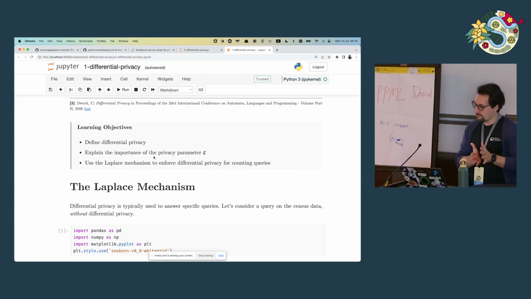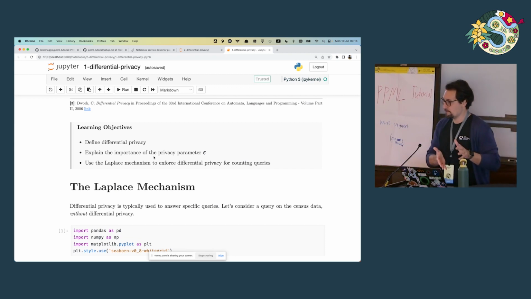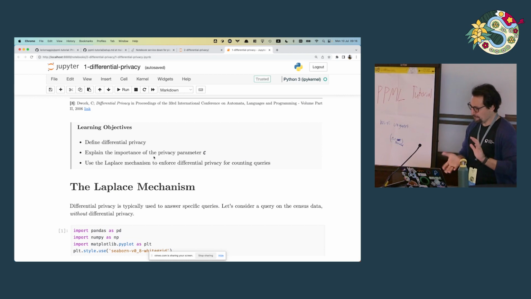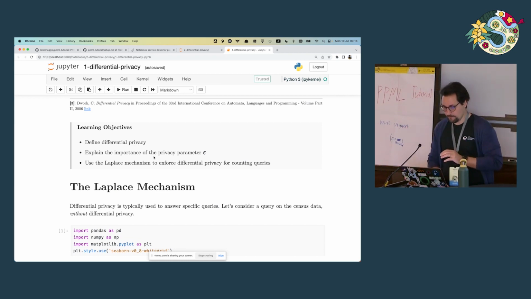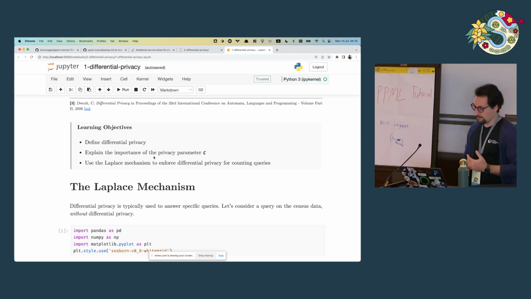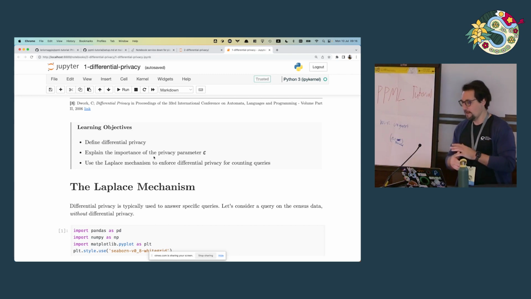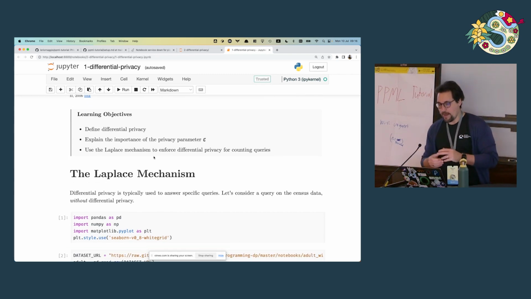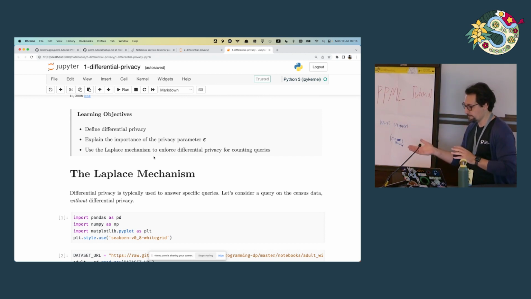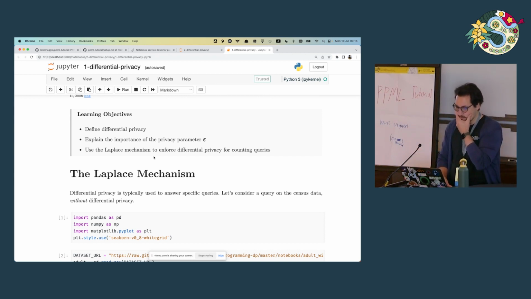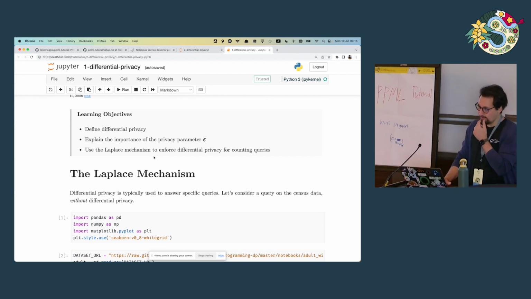So the Laplace mechanism is the randomness distribution I was mentioning before. Differential privacy is typically used to answer specific queries, so let's gather together the same census data and try to answer this query on the dataset, which is an example of a count query. How many individuals in the dataset are 40 years old or older? That's the query, and the right answer, the truth in the oracle, is 14,237.